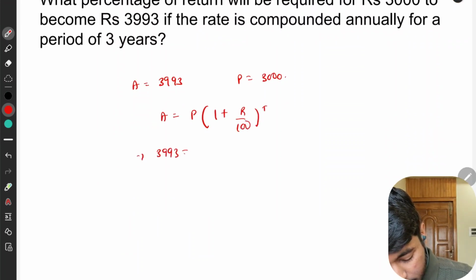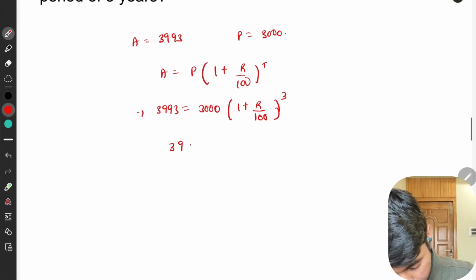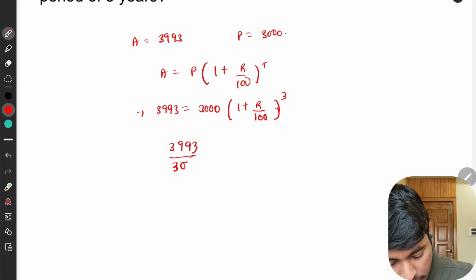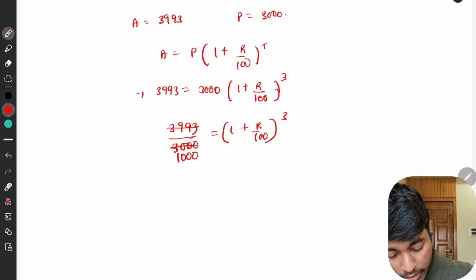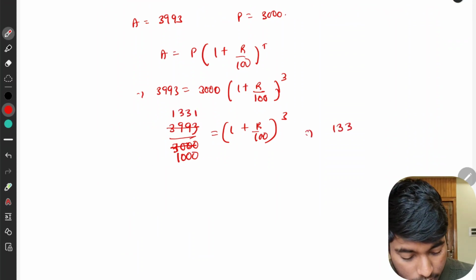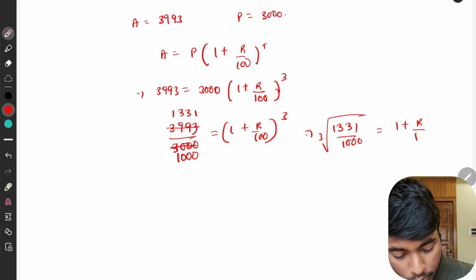So 3993 is equal to 3000 times (1 plus R by 100) to the power of the time period, that is 3. So I can say 3993 upon 3000 is equal to (1 plus R upon 100) to the power of cube. Okay, so that gives me a value. This will be equal to 1000, and this will be equal to 1331. That means the cube root of 1331 by 1000 is equal to 1 plus R upon 100.